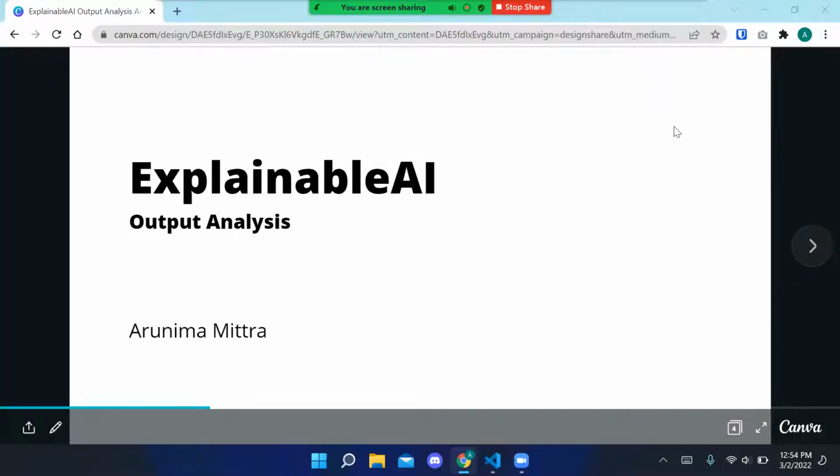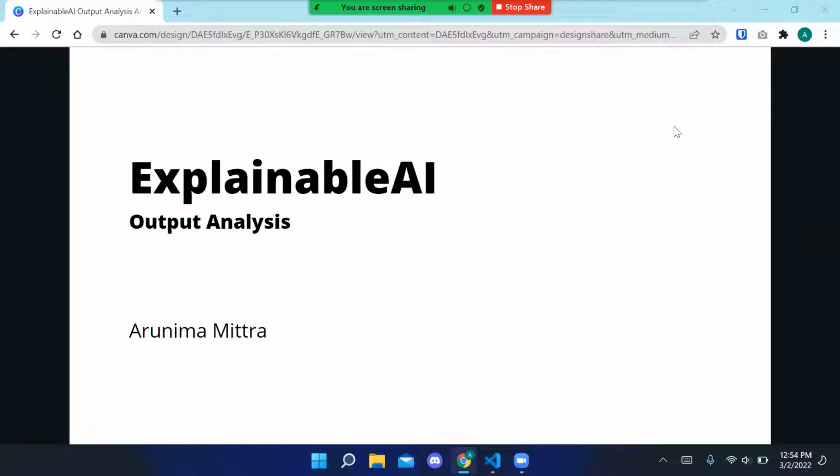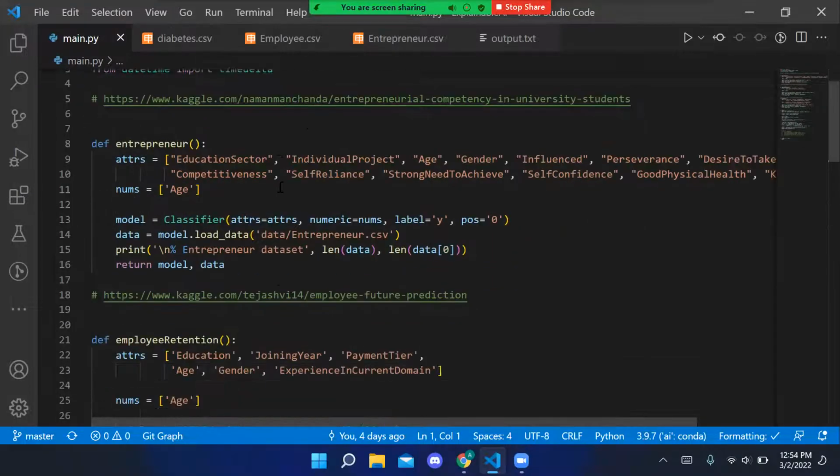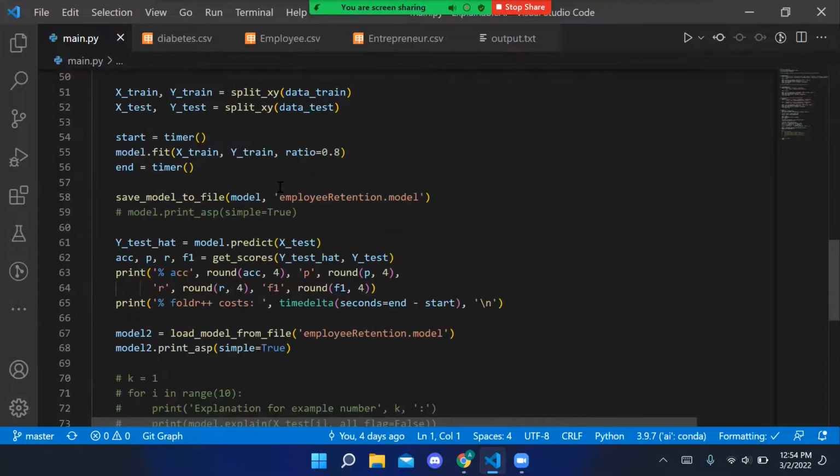Hi, my name is Arunima Mitra, and today I'll be talking about my output and data collected from the Explainable AI hackathon using the FOLD-R++ algorithms. So here is my code for the following data sets.